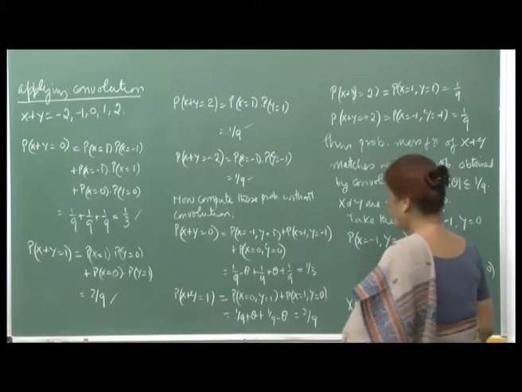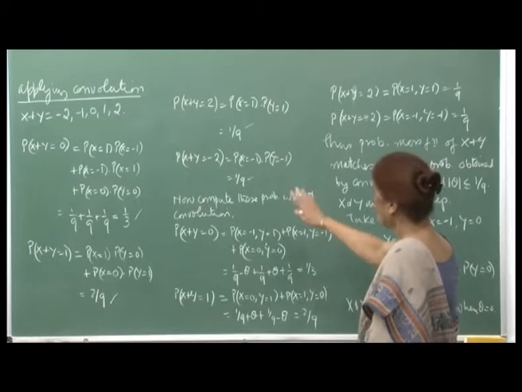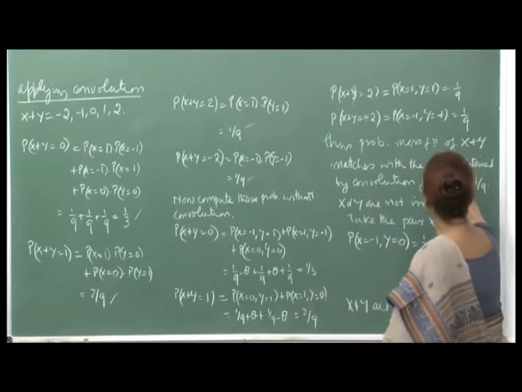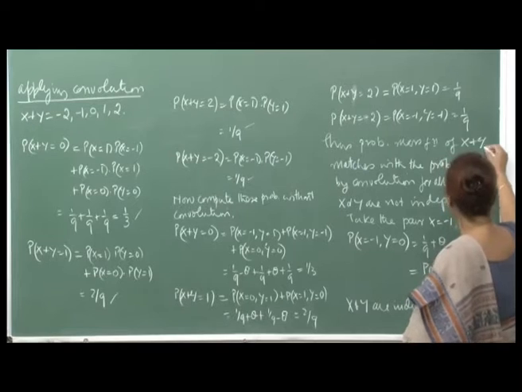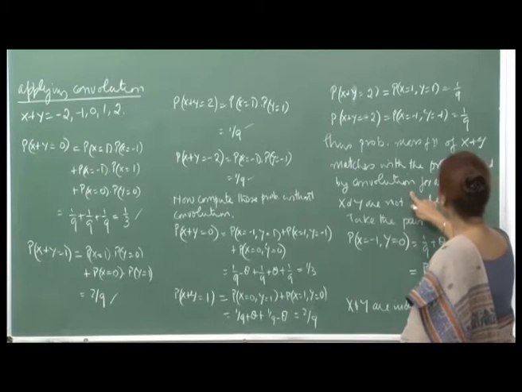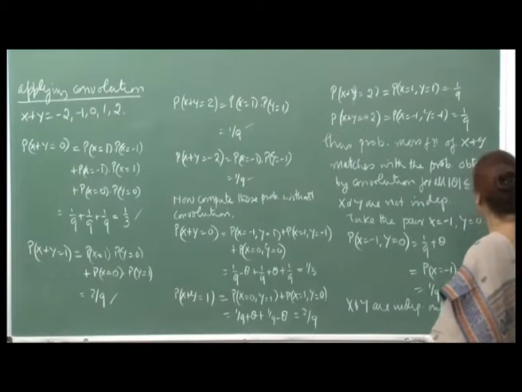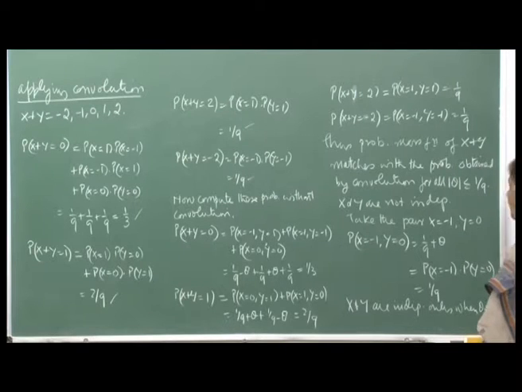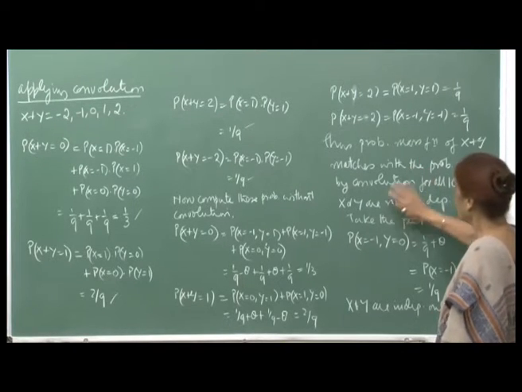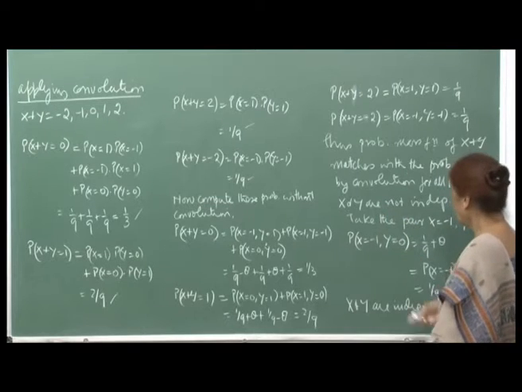You can easily verify that for all values, the probability mass function of x plus y matches with the probabilities obtained by convolution for all theta less than or equal to 1 by 9. So the two things match, but we know that x and y are not independent.